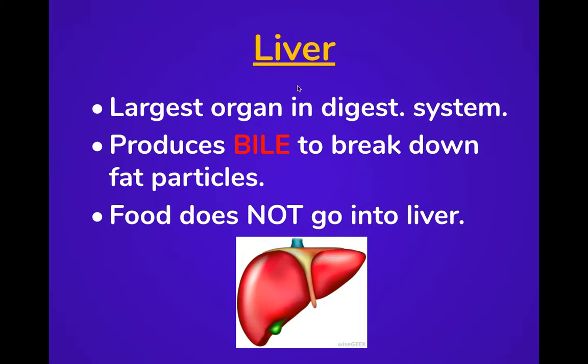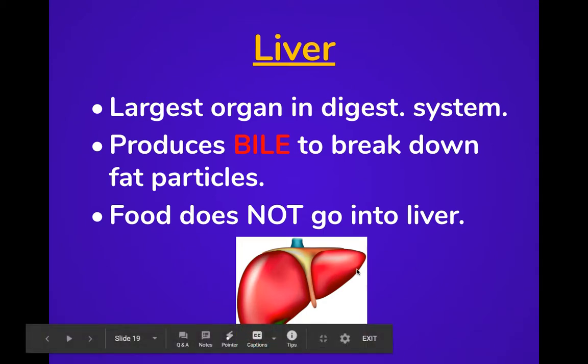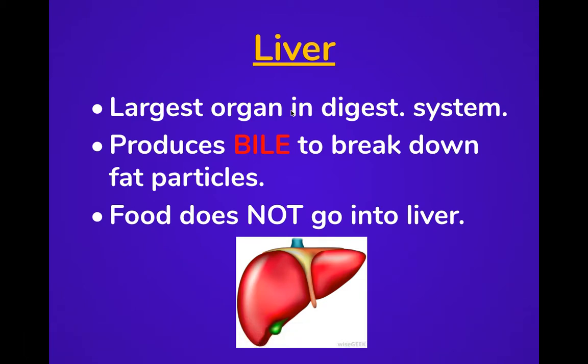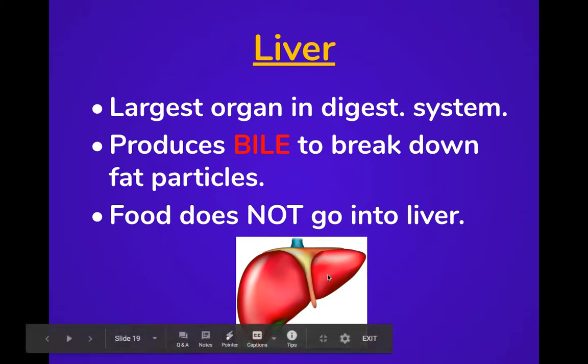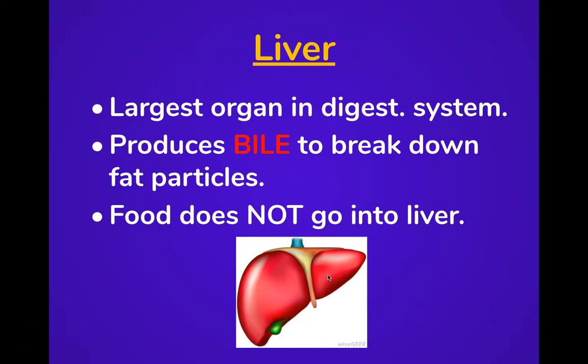Okay, next we have the liver. The liver is an organ. It's sort of a triangular shaped organ. It's actually the largest organ in the digestive system. Its main job is to produce a chemical called bile. And what bile does is helps our body to break down the fats in the foods that we eat.